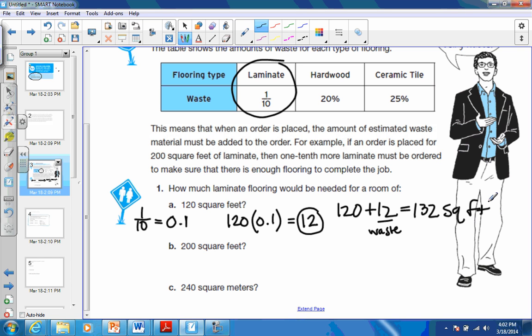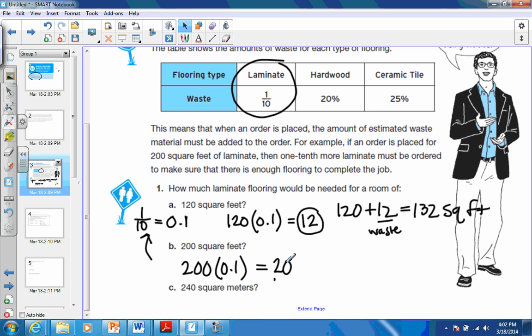Okay, let's go ahead and look at 200 square feet. We're going to do exactly the same thing. We're using the same portion of waste, which is that 1/10. We just calculated that right here. So we would take our 200 and multiply by 1/10 because we're trying to get a tenth of 200 to add back on to 200 to see what our total is. So 1/10 of 200 is 20.